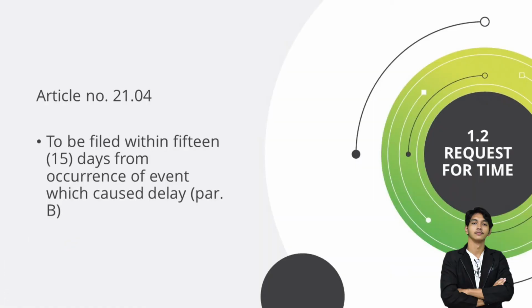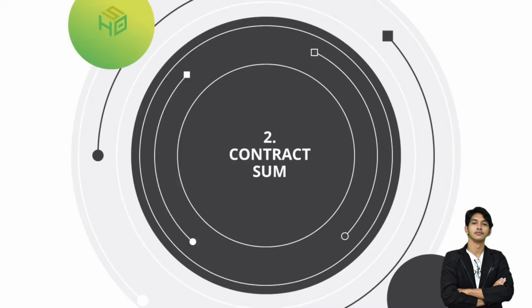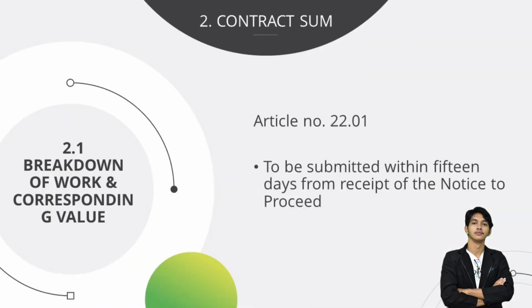Number 1.2, the request for time. The time limit according to Article number 21.04: to be filed within 15 days from occurrence of event which caused delay. Number 2 is the contract sum. 2.1, breakdown of work and corresponding value. Time limit according to Article number 22.01: to be submitted within 15 days from receipt of the notice to proceed.